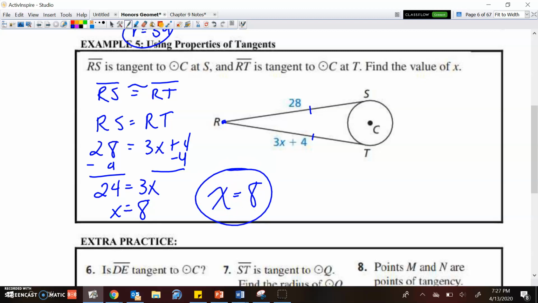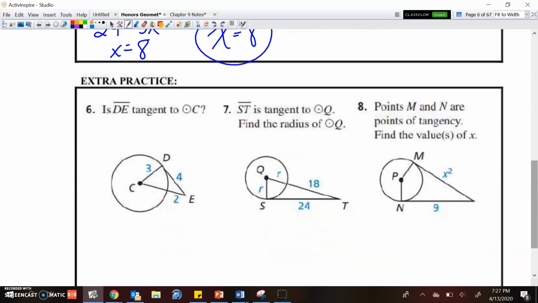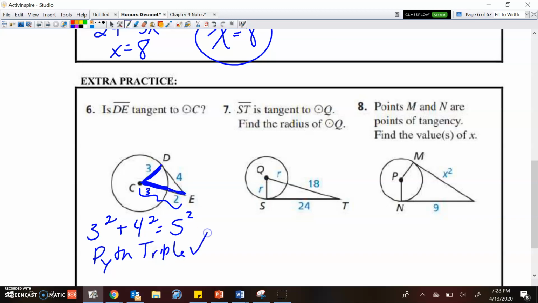Okay, all right, let's try just setting up these last three. Is segment DE tangent to circle C? So the converse of the Pythagorean theorem is 3 squared plus 4 squared equal to this entire hypotenuse. Notice they don't give us this segment, but isn't this a radius? Yeah, so this is actually 3. So my hypotenuse is 3 plus 2, so this is 5. I don't even need to apply it. This is a Pythagorean triple. This is going to work out. This is a right triangle, and so then we must have a tangent segment.